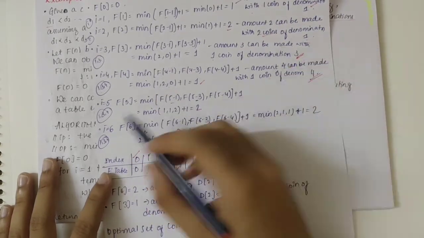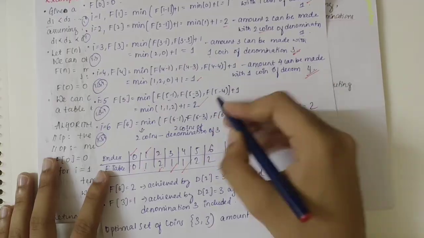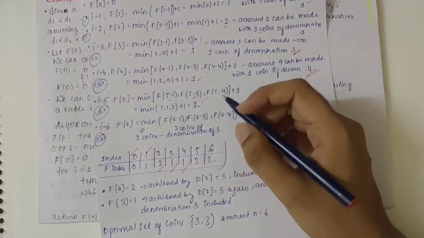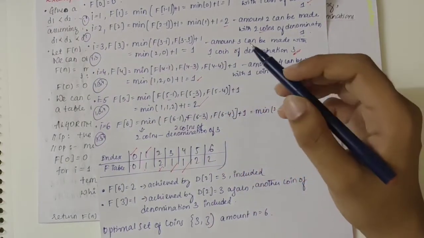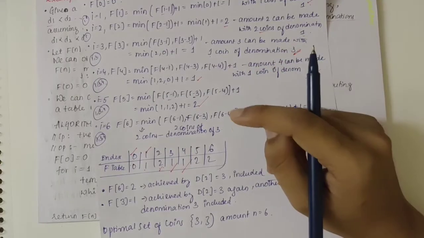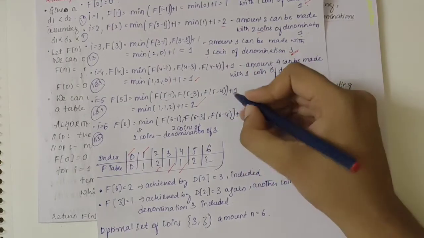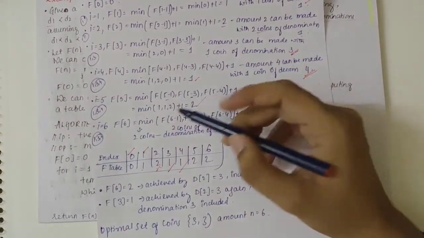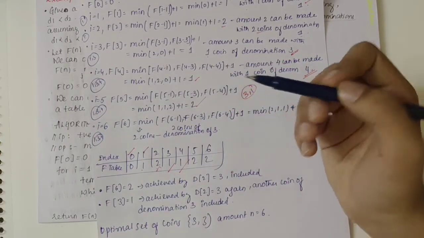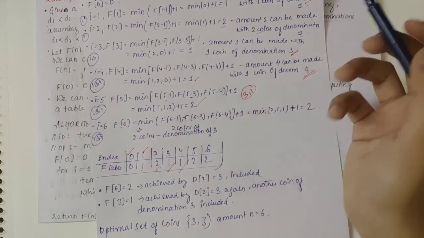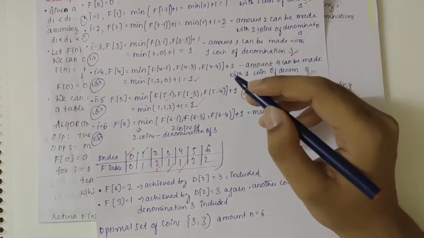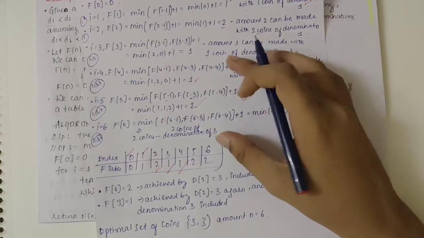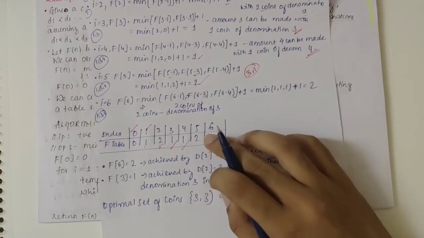Next for 5, I consider 1, 3, 5. I get 2 here. And for 5 I get 2. That means the amount 5 can be made with 2 coins, one of denomination 3 and another one of 1. 3 and 1, if I combine, I can get 5. Then for 6, amount 6 can be made with 2 coins of denomination 3. Okay, so this was about finding the values to fill in the F table.